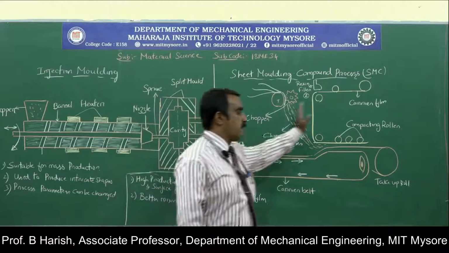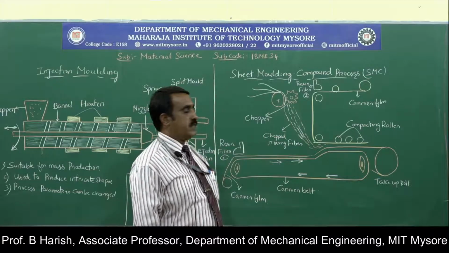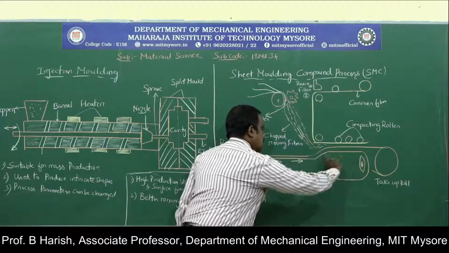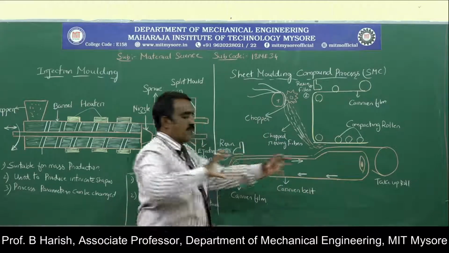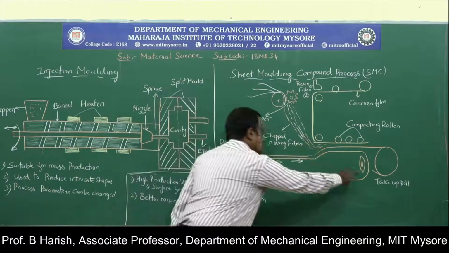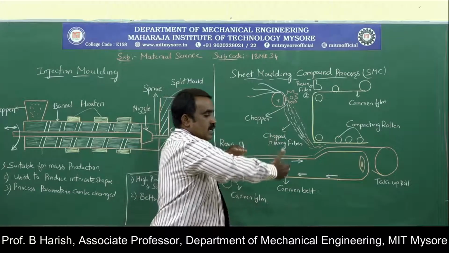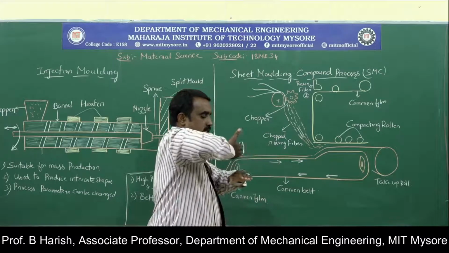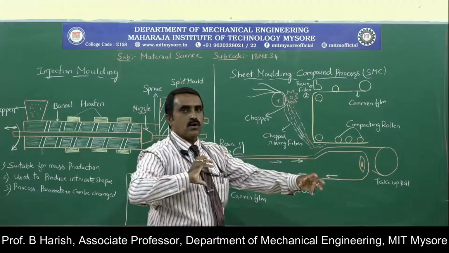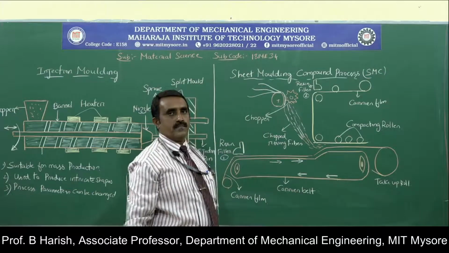Now what are the individual parts this setup will have? Coming to the parts, we will have a carrier belt. It will be moving slowly over two rollers. This is one roller, this is the other roller. It will be very slowly moving, then takes a deviation and comes here again.